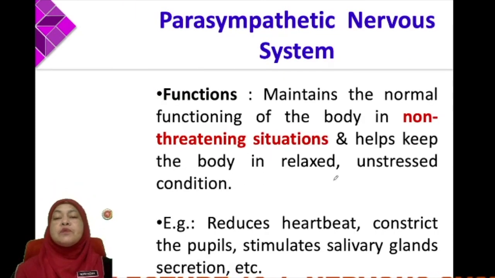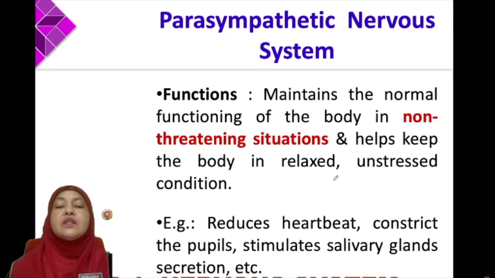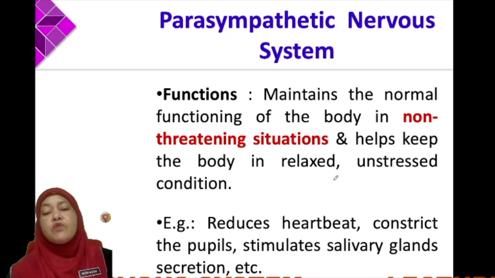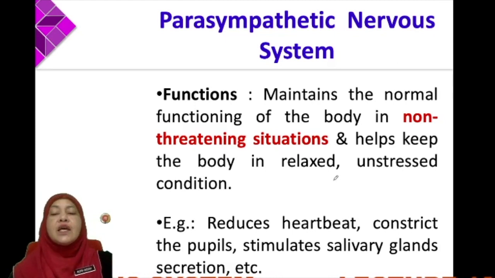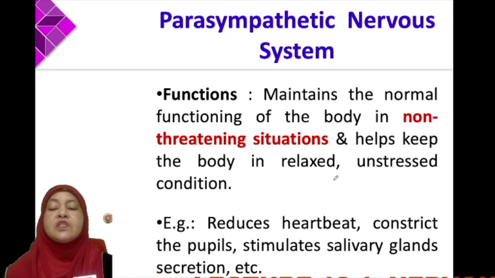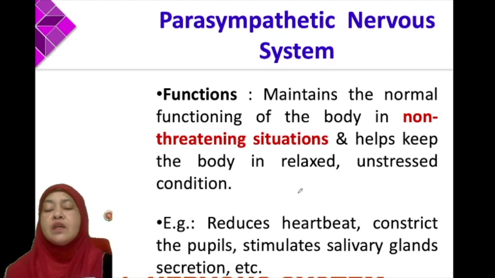So how about the parasympathetic? The parasympathetic nervous system maintains the normal functioning of the body under non-threatening situations. This is important to help keep our body relaxed and in an unstressed condition. What are the examples for this parasympathetic nervous system, class? It is like the constriction of the pupils, stimulating our salivary gland secretion, and also reducing our heartbeat. So these are all the common examples.